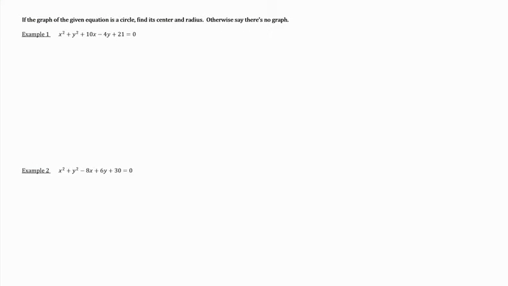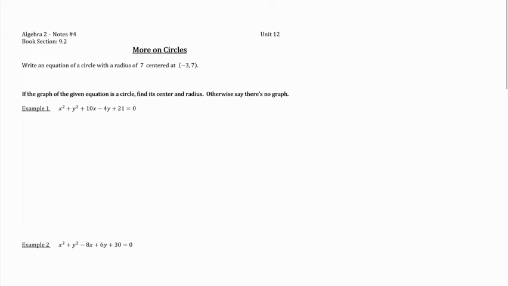All right, so today we're going to do more with circles. First off, we'll do a little warm up here. If we have an equation of a circle, the radius is 7 and centered at -3, 7. If we're going to write that as an equation, we would have x plus 3 squared plus y minus 7 squared. That's going to equal the radius squared. The radius is 7, so that squared would be 49.